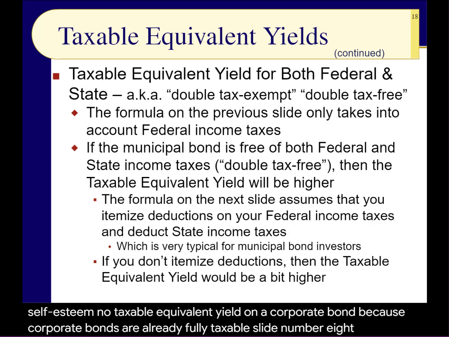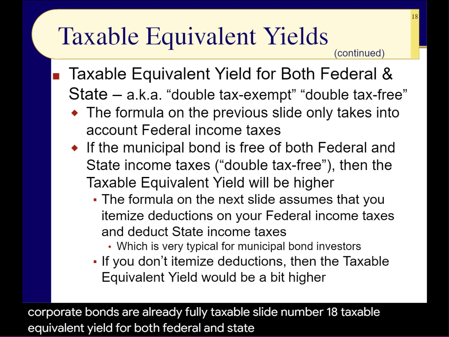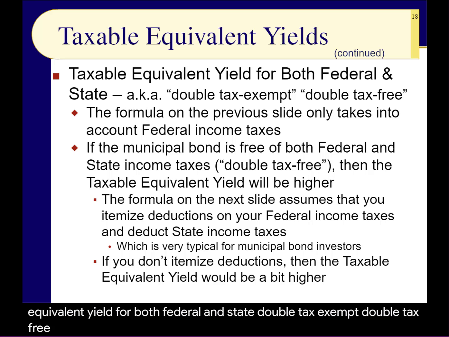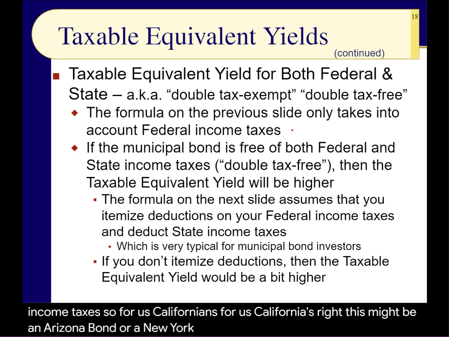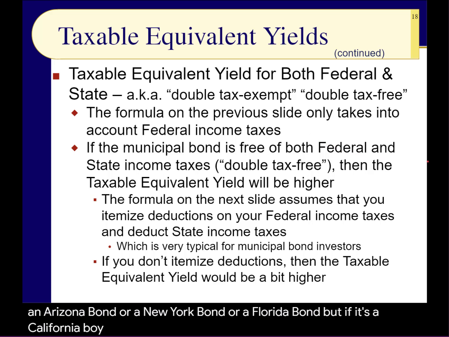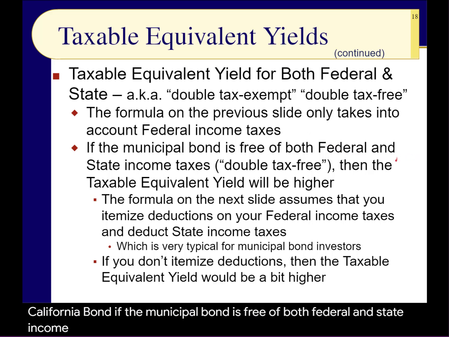Slide number 18. Taxable equivalent yield for both federal and state. Double tax exempt, double tax free. The formula on the previous slide only takes into account federal income taxes. So for us Californians, this might be an Arizona bond or a New York bond or a Florida bond. But if it's a California bond, if the municipal bond is free of both federal and state income taxes, then the taxable equivalent yield will be higher.